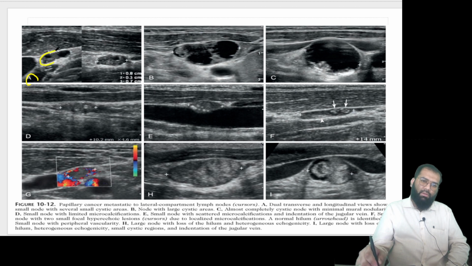So here you are able to see a lymph node. Size wise, this is hardly 8 by 3 by 7 mm. But you see, is there a hilum? Hilum is not there. So loss of hilum with heterogeneous appearance. This turned out to be a metastatic node in case of papillary carcinoma of thyroid.